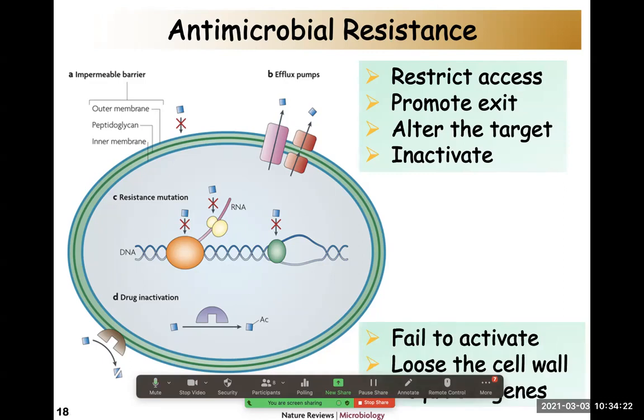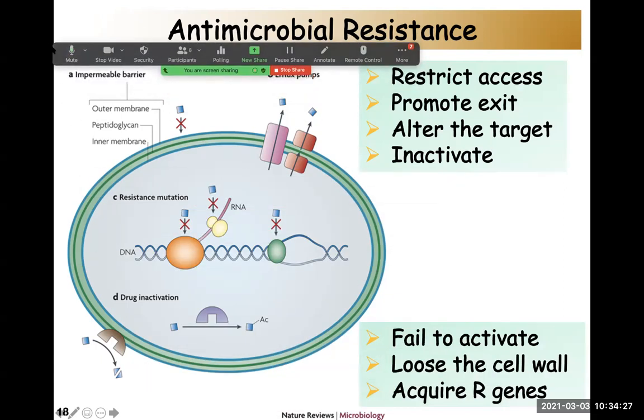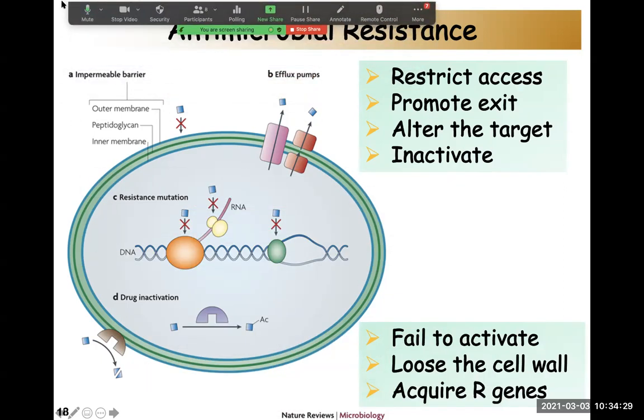And some antibiotics need to be activated inside the cell. When it gets activated inside the cell, the bacteria can say, no, I'm not going to activate these antibiotics, I'm just going to turn off the enzyme. And in extreme cases, particularly quite common in gram-negatives, they lose the cell wall. Can you imagine a bacteria without a cell wall? It happens. They simply stop making any peptidoglycan.